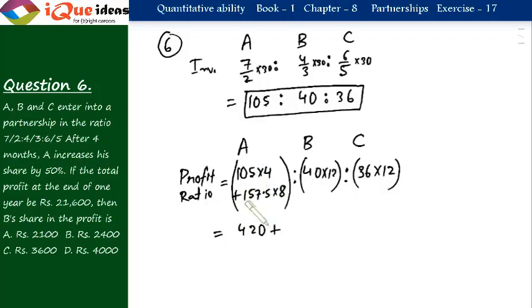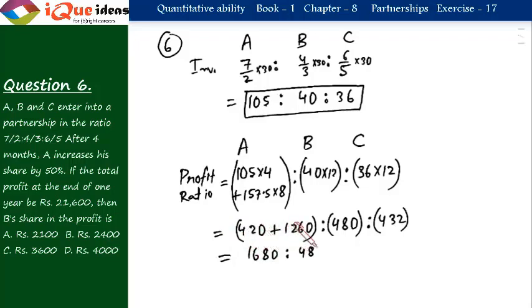157.5 into 8, that will be 1260. This is the profit share of A. Then profit share of B would be 40 into 12, that is 480. And profit share of C would be 36 into 12, that would be equal to 432. Okay. So simplify further, it will be 420 plus 1260. That is 12 plus 4, 1680 is to 480 is to 432.